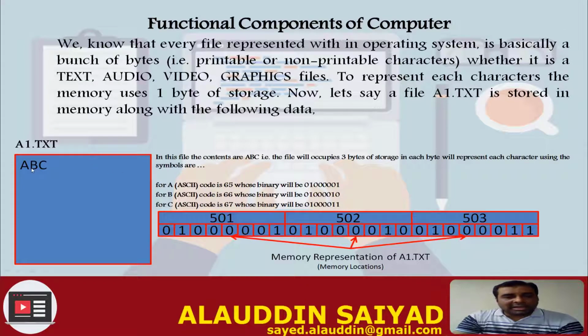So in order to store A, assume that memory location 501 is used. 501 will store the binary of 65, which represents capital A. In the same way, B is represented in ASCII as 66, and the binary equivalent is 0100 0010. This will be stored in the next byte, that is 502. And in the same way, C will get stored as 67, whose binary is 0100 0011. This will get stored in the next byte, that is byte number 503. That's how the information is represented within memory.